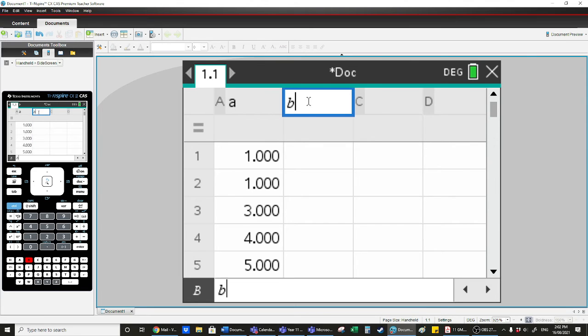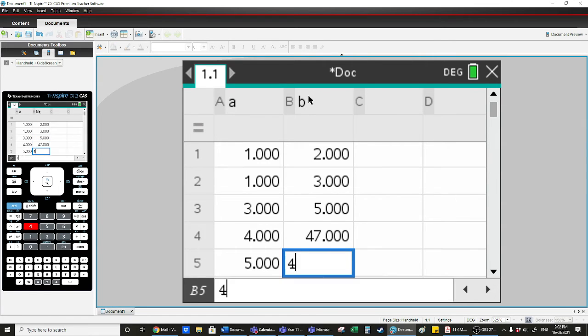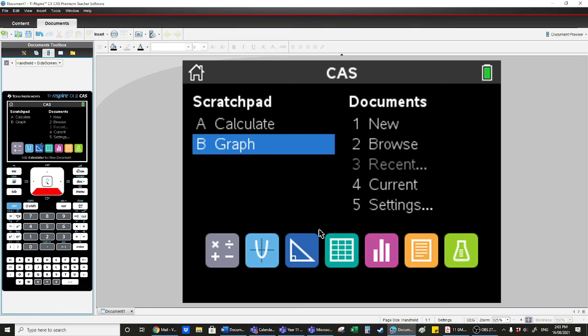I'll show you how to do the parallel box plot on the CAS as well. So let's say we've got column A, column B. Once you've done that, you're putting your two sets of data into lists and spreadsheets. If you've forgotten, this is lists and spreadsheets. Lists and spreadsheets is the green one.